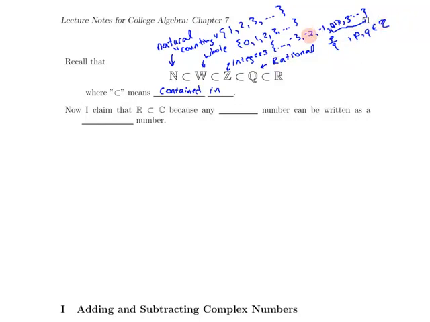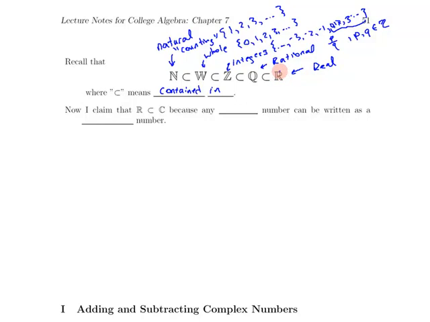Now, because every integer can be written as itself over 1, every integer is rational. So again, you've made it one step bigger. And then when you get to real numbers, all of the numbers that we've talked about preceding this are contained in the set of real numbers.